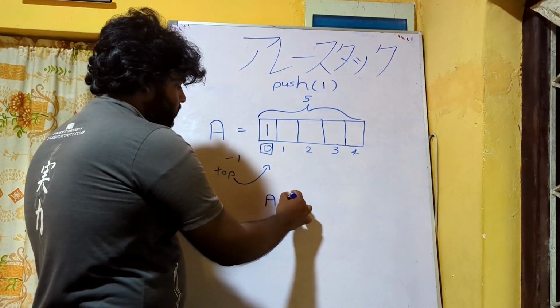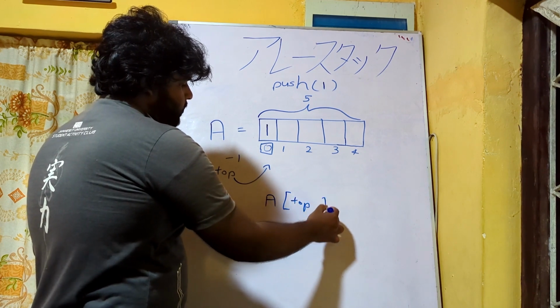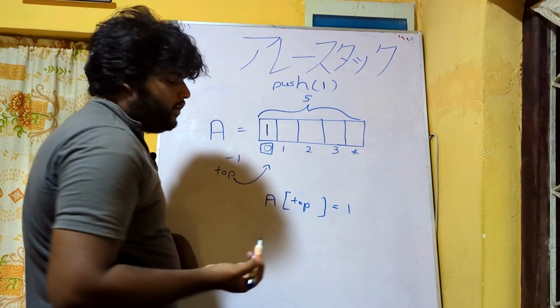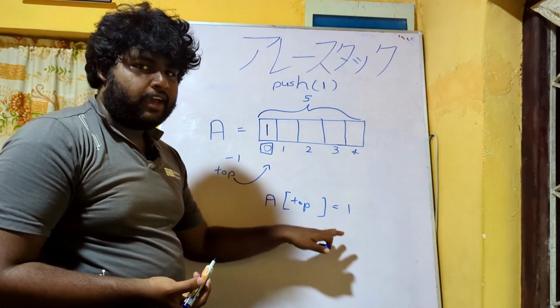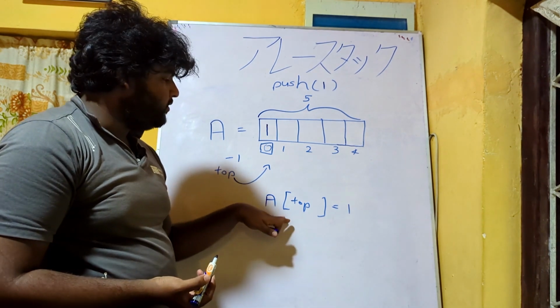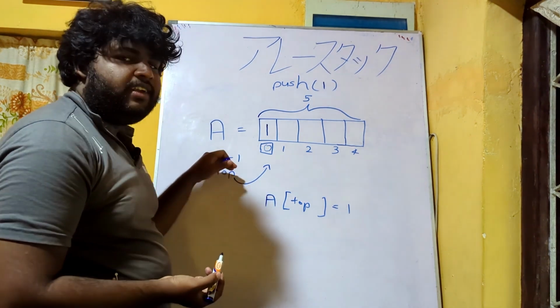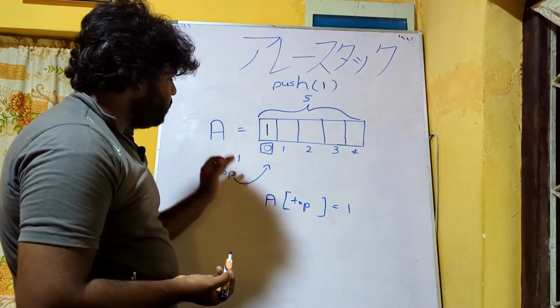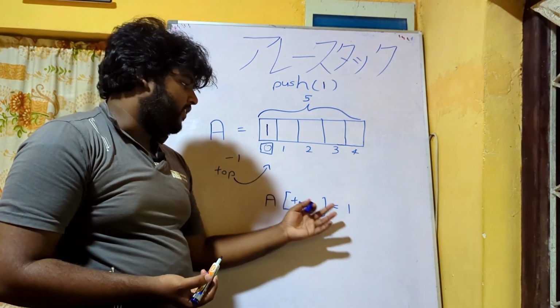So if I use this top equals 1, this is generally how you access the elements inside arrays, but this will bring us an error, because right now my top is at -1. There is no index such as -1, so this will bring an error.